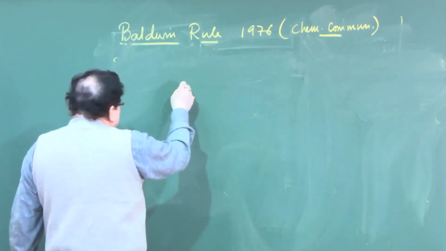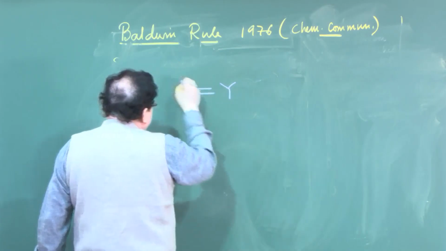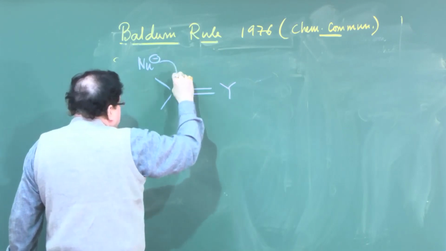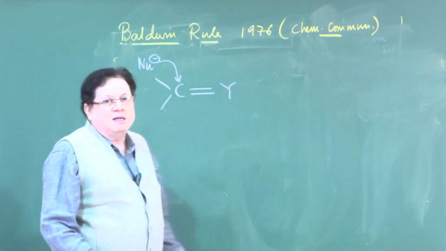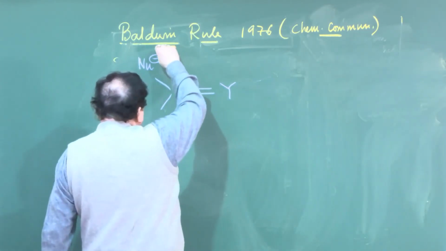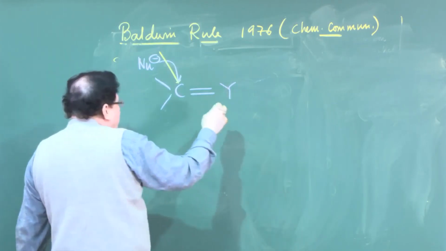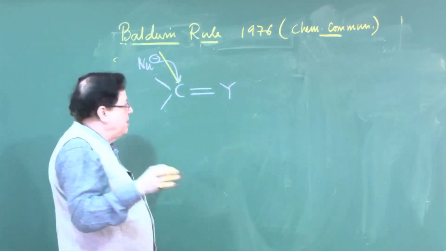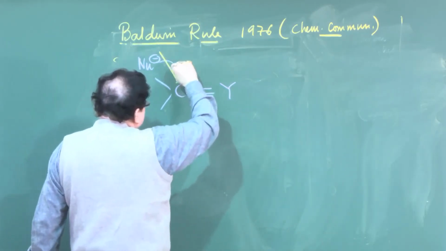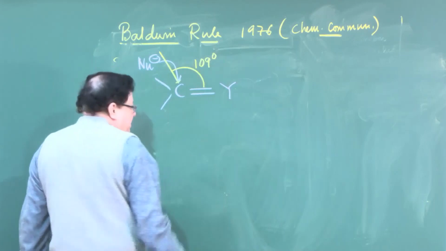if you have a trigonal carbon, then basically what happens? You have a double bond. Suppose a double bond to Y, and now you are attacking with a nucleophile. It has been shown that this attack takes place in such a way that the angle between the incoming nucleophile and Y, although Y is not fully departed, only the double bond is broken and forms a single bond, will be 109 degrees.